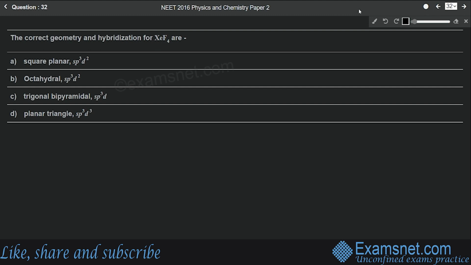Question number 32 is from the P block elements, and the question is the correct geometry and hybridization for XeF4. So XeF4, this is xenon, then we have 4 fluorine and 2 lone pairs will be left. So we'll find out the steric number first. Steric number means the number of atoms bonded to the central atom, that is 4, plus the number of lone pairs, so 2 lone pairs, so the steric number is 6. And when the steric number is 6, that means the hybridization is sp3d2.